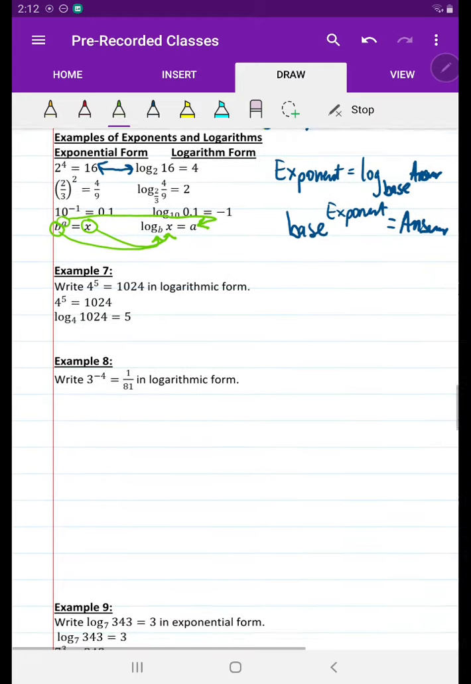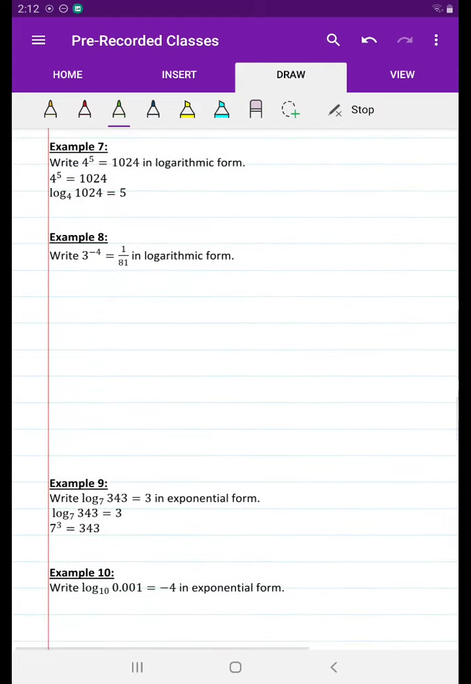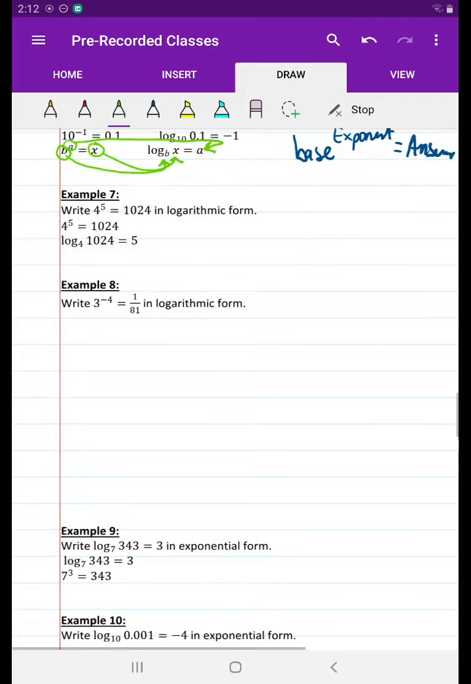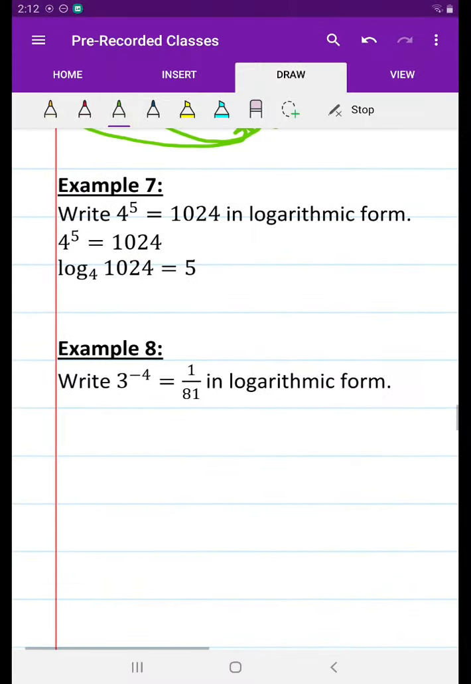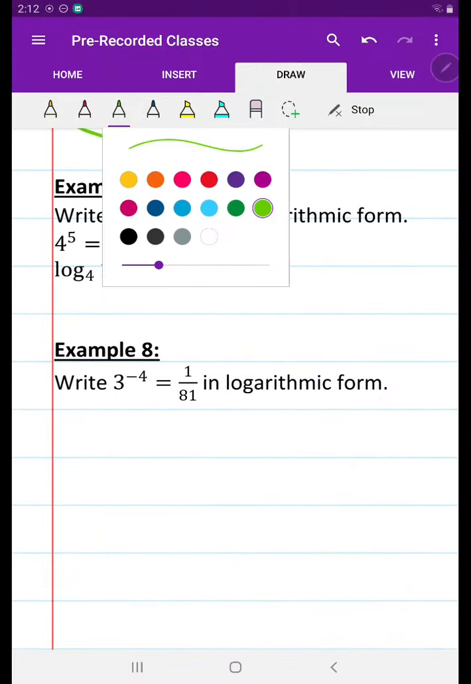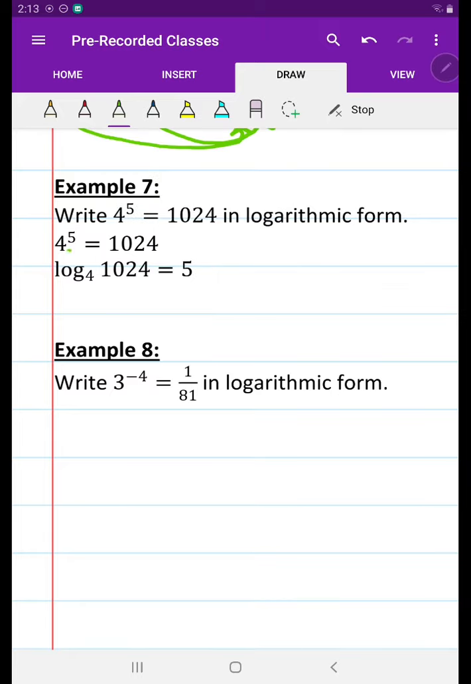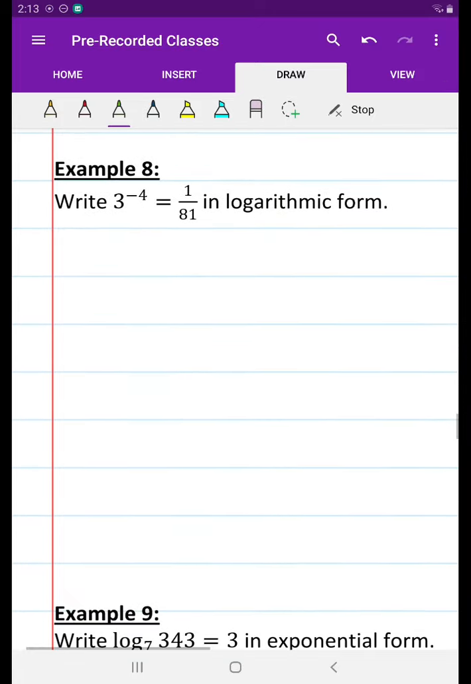So for example 7, you have 4 to the 5th equals 1024, and you have to write that in log form. So all you're doing here is just flip-flopping some stuff, right? So 4 is your base, and so that goes down there and becomes the base on your log. Your exponent is 5, so that becomes the answer to your log function. And then the answer to your exponential function just drops right down and becomes the argument of your log function.